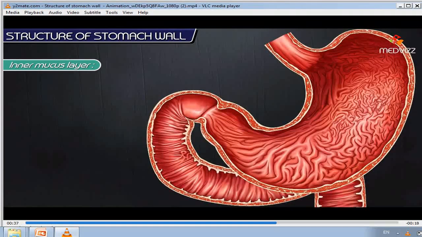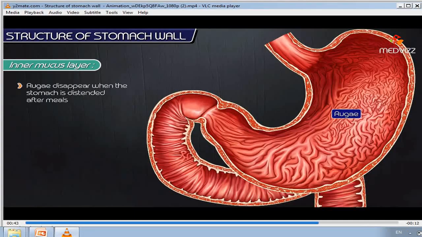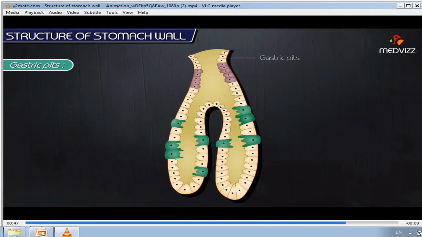During resting conditions, the mucosa of the stomach is thrown into many folds known as rugae. The rugae disappear when the stomach is distended after meals. Gastric pits. These are small depressions present in the inner mucous layer, and glands of the stomach open into these pits. Now the functions of stomach.